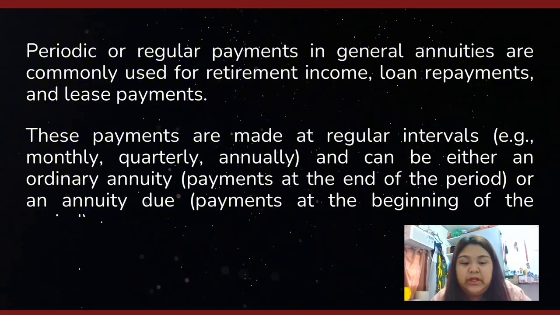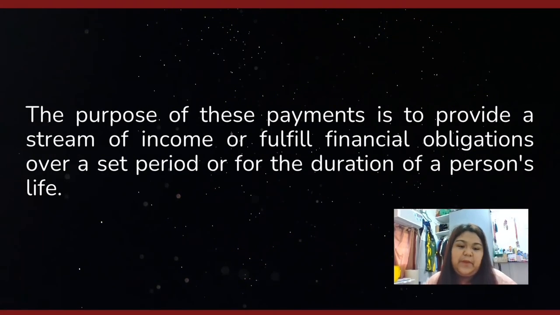These are commonly used for retirement income, loan repayments, and lease payments. These payments are made at regular intervals. It might be monthly, quarterly, or annually, and can be either an ordinary annuity, which means payments at the end of the period, or an annuity due, which means payments at the beginning of the period. The main purpose of these payments is to provide a stream of income or fulfill financial obligations over a set period of time or for the duration of a person's life.